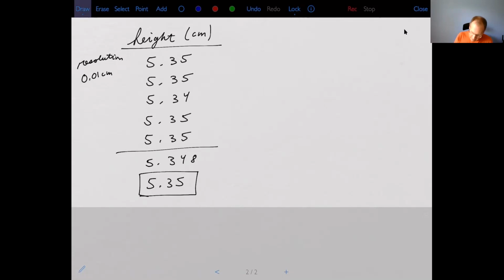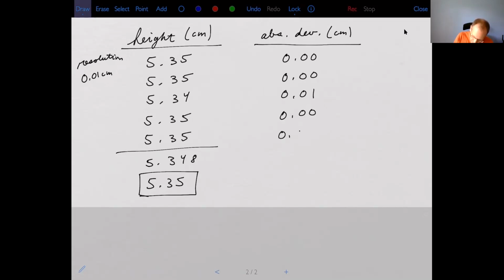Remember, the next step is I create that second column of absolute deviations, which are also in centimeters. And they represent how far each data value is away from that mean. So how far is 5.35 away from 5.35? It's 0, right? And actually, if I'm being really careful, I'll write this as 0.00. The next one is also 0.00. Then 5.34 is 0.01, right? Then 0.00, then 0.00.